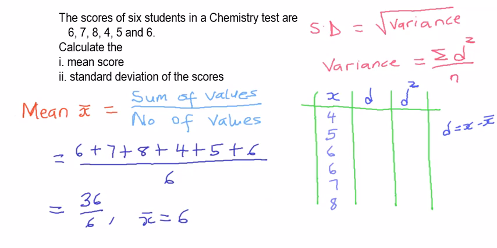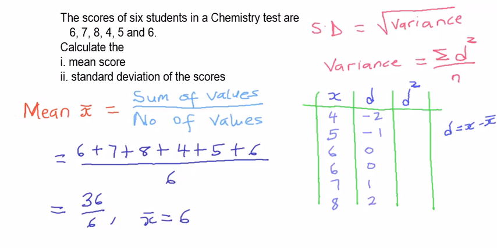Since the mean of the set of scores is 6, our deviation means we subtract the mean from each score. So subtracting 6 from 4 gives us minus 2, and from 5 minus 1. Here we have 0, 0, 1, and 2. Then we have to square the deviations, giving us 4, 1, 0, 0, 1, 4. And the total of the squared deviations here is 10.